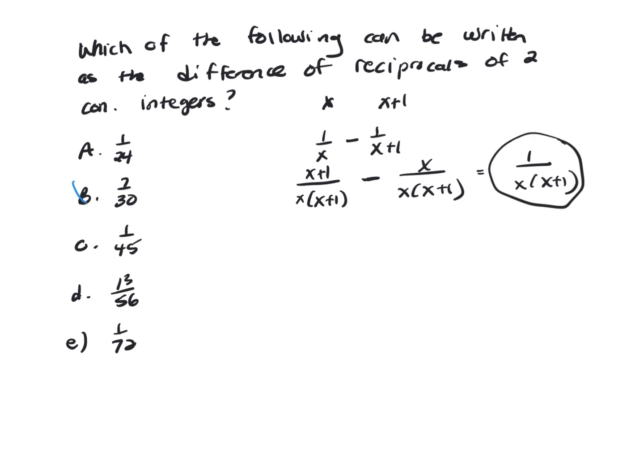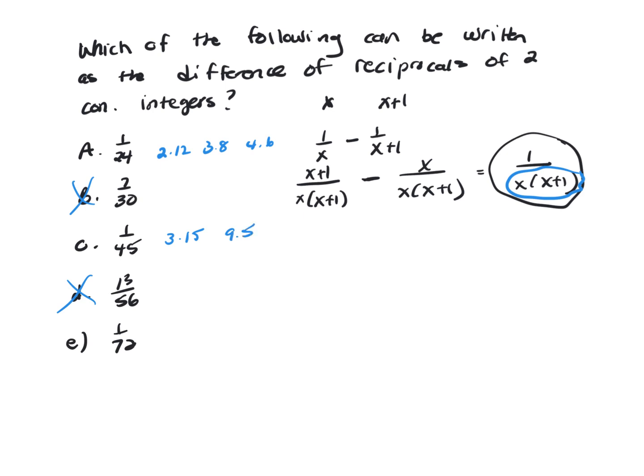So I can cross out B and D because you do not have a 1 in the numerator. And if I look at these other ones, let's look at the factors in the denominator, which have to be consecutive. Well, 24 is 2 times 12, not consecutive. 3 times 8, nope. 4 times 6, not consecutive. If I go down to C, that would be 3 times 15, not consecutive. 9 times 5, not consecutive.